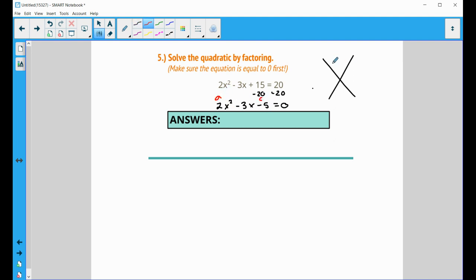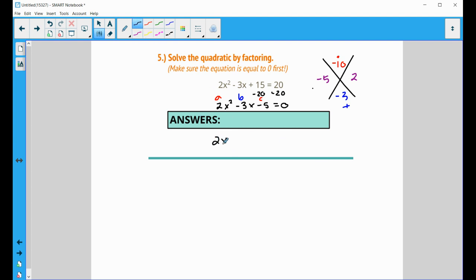So 2 times negative 5 is negative 10. And then they have to add to equal b. So they have to add to be negative 3. So the two numbers that are going to work for that are negative 5 and positive 2. Negative 5 times 2 is negative 10. Negative 5 plus 2 is negative 3.